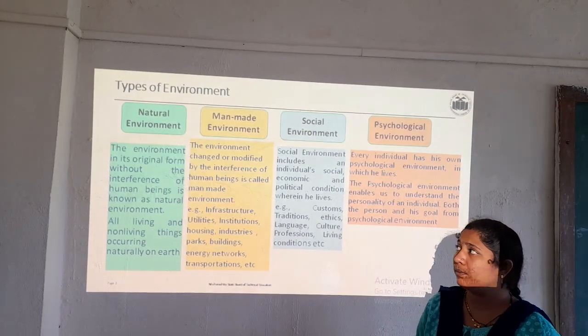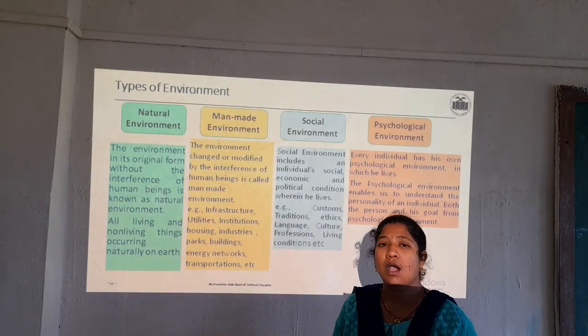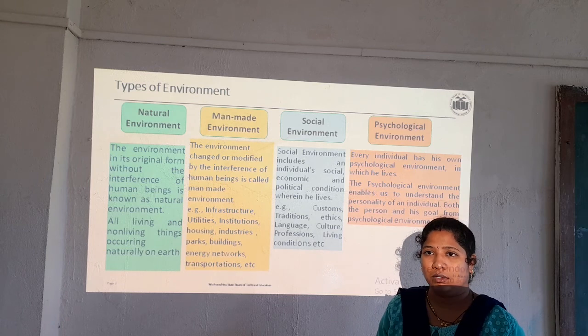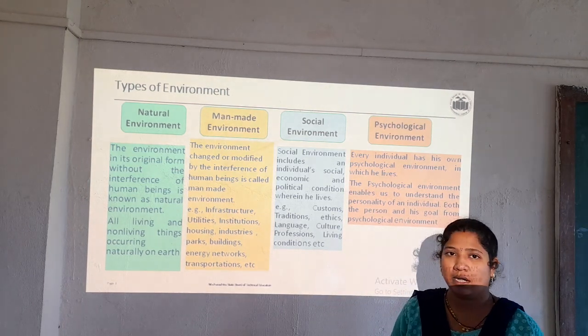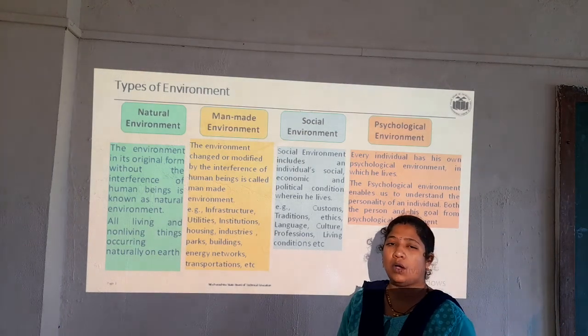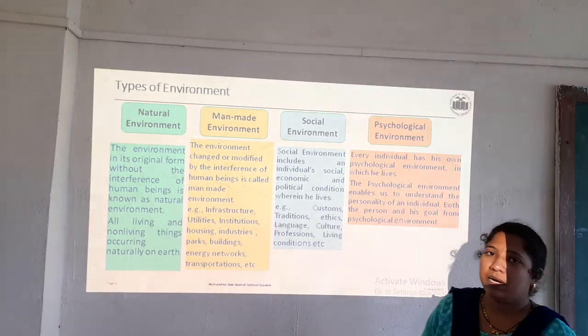Natural environment means what? It is available in its original form without any interference of human beings. So this is nothing but the natural environment, which includes all the living and non-living things occurring naturally on the earth. Second is the man-made environment.